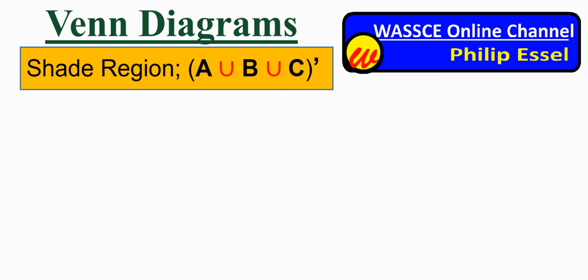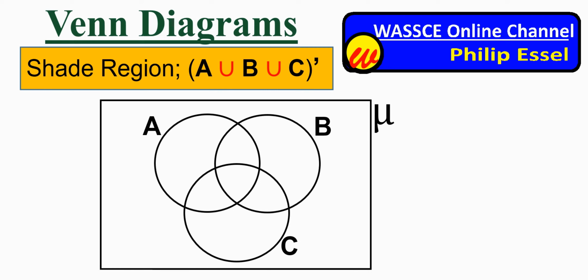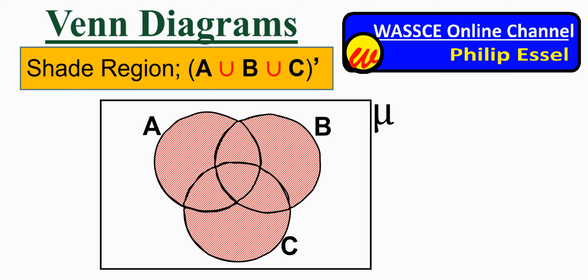For this example, we'll be looking at A union B union C into bracket complement. Let's first show our Venn diagram of three intersecting sets. Let's also note that to be able to find the region A union B union C complement, we will first need to identify A union B union C. This region represents A union B union C.